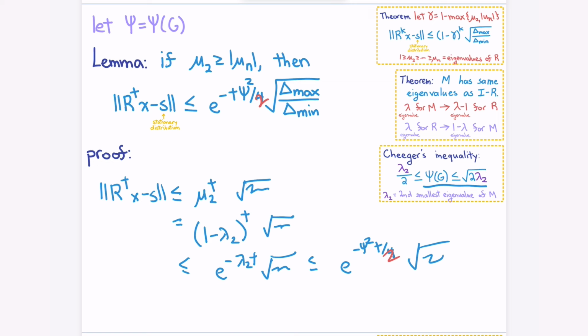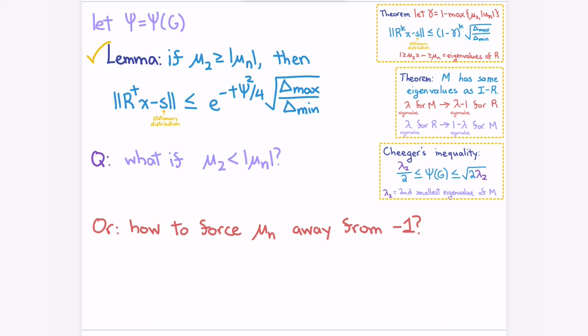All right, here are obviously it was very convenient to assume mu2 was at least negative mu n, so I can plug it in for gamma. But now, what if mu2 is not bigger? And in particular, how can I kind of force mu n to be away from negative 1? So the answer is going to have the form of changing the random walk. We analyze a slightly different but closely related random walk, but one where we can guarantee that mu n is nicely bounded away from negative 1.